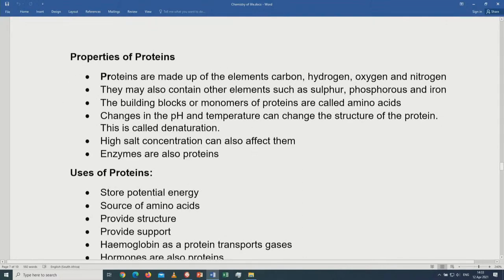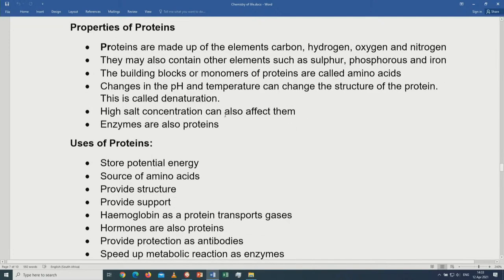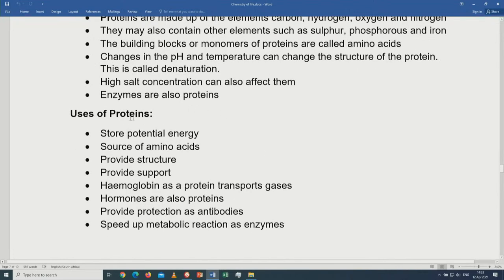Coming to the properties of proteins, they are made up of the elements carbon, hydrogen, oxygen, and nitrogen. There are those, again, that contain sulfur, phosphorus, and iron. Proteins are sensitive to pH and temperature. Higher temperature and fluctuation in pH cause proteins to be denatured. Higher salt concentration again has an effect on proteins. What we need to know here again is that enzymes are also proteins.